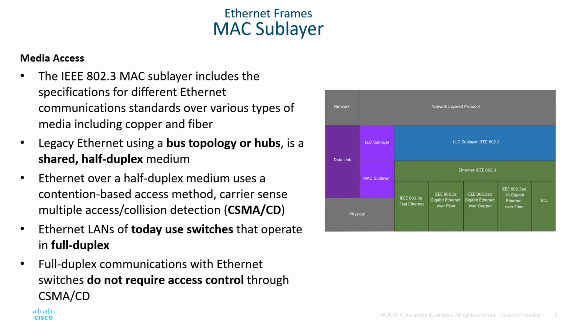So if two frames collide, would you assume that their information would be different? Of course it would. So those values are not going to match. They will be considered corrupt, and they will be dropped. Your Ethernet LANs of today use switches that operate in full duplex. Full duplex communications with Ethernet switches do not require access control through CSMA/CD.